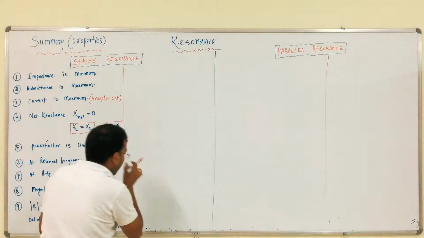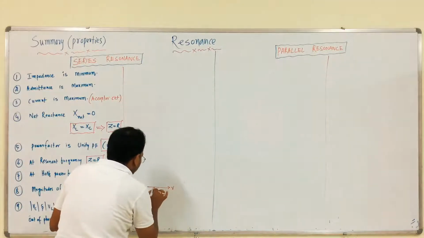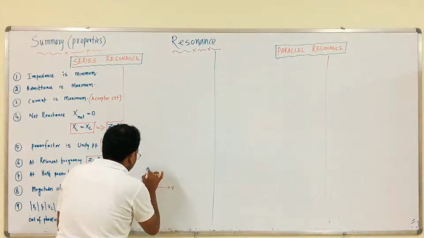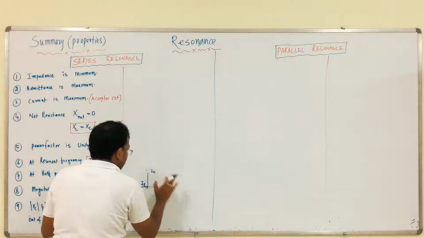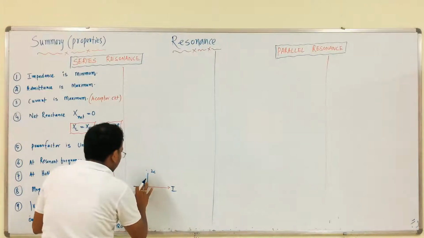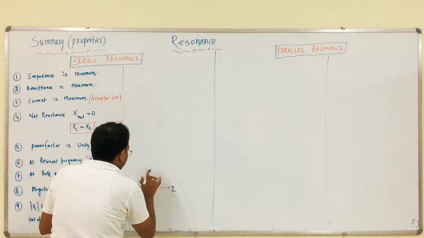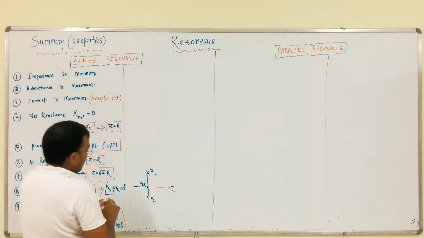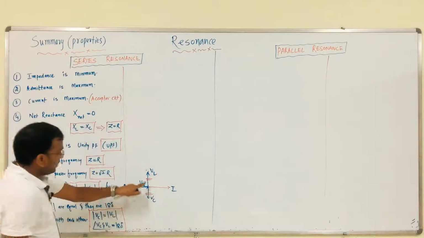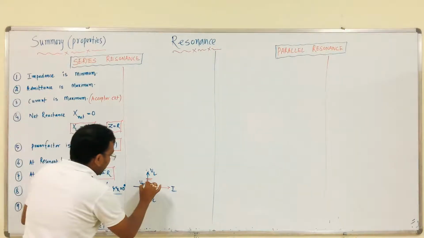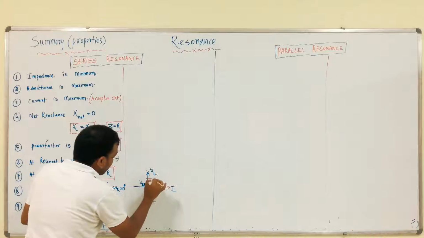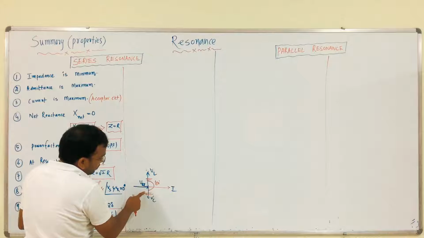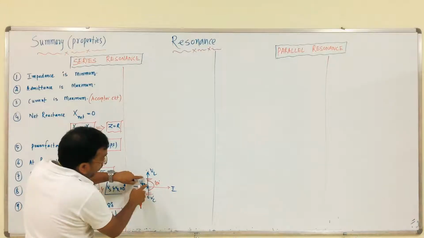That is here I am providing. This is V, right? This is current, this is VR, this is VL, this is VC, right? See, VC should be equal to VL, this is the point. What is the phase angle between these two? 180 degrees, right? Between VL and I is 90, I and VC is 90. Therefore, both magnitudes of VL and VC are equal, but they are out of phase with each other.